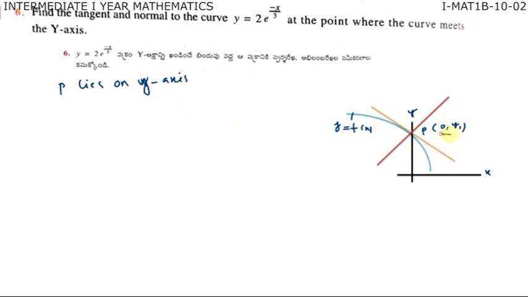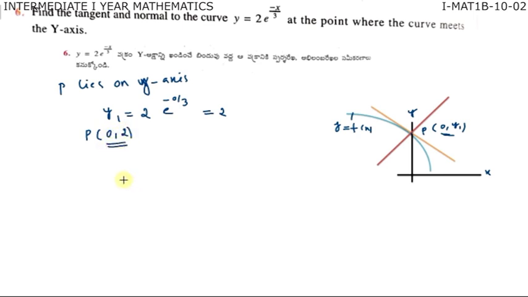Now this particular point lies on the curve. Substitute this point in the given curve equation. Then you will get y1 is equal to 2 into e to the power of minus 0 by 3. So from this you will get overall 0, e power 0 is 1, 1 into 2 is 2. So now P's coordinates become 0, 2.